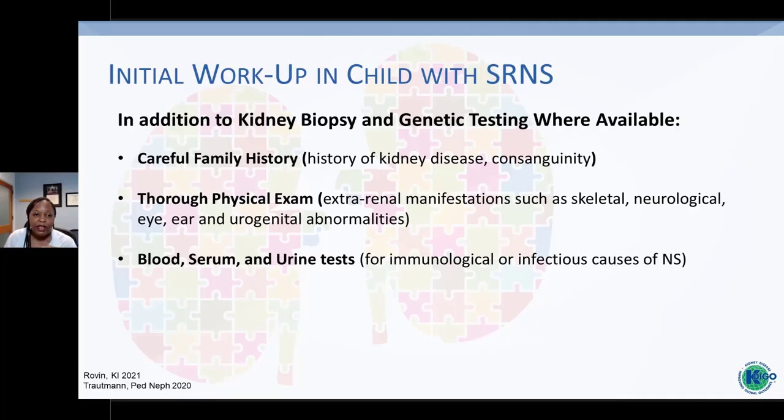So once we've designated a child as steroid resistant, in addition to a kidney biopsy and genetic testing where that's available, a careful family history is very recommended. Being careful to find out if there are family members with FSGS, if there's a history of consanguinity, because those would elevate the potential of there being a causative podocyte-specific mutation. Thorough physical exam, paying close attention to look for extrarenal manifestations, again, speaking to genetic syndromic conditions. And then expanded blood, serum, and urine tests, looking for immunological secondary causes of FSGS or infectious causes of nephrotic syndrome like hepatitis, EBV, HIV, and others.